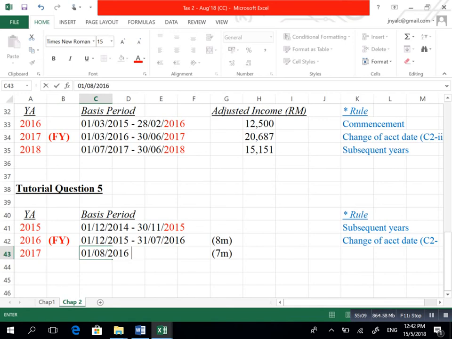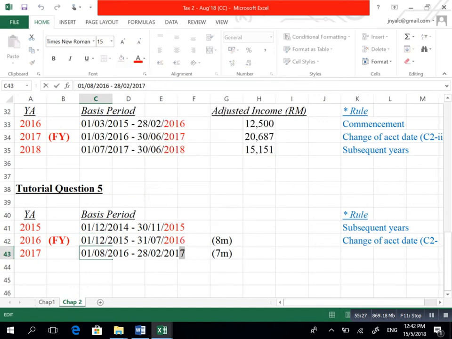of assessment. Okay? Because as we said, they're ending in the 3rd year, right? You cannot skip any one of the YA. That's why we need to separate the accounting period into 2. Okay? Or else the 2016 will be missing already if you look at the ending year. Okay?